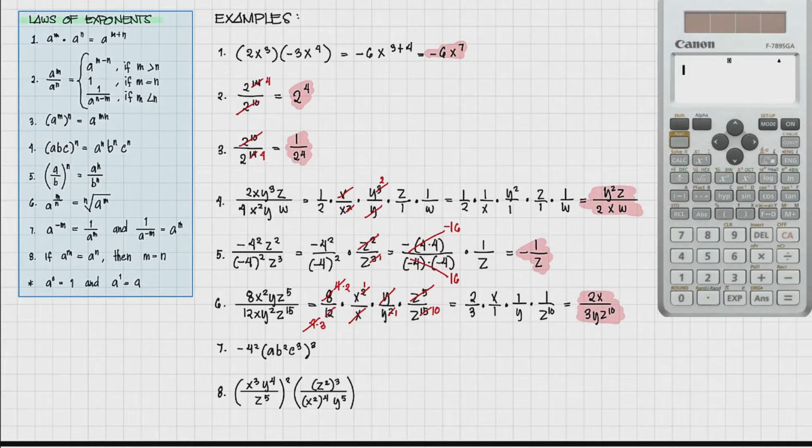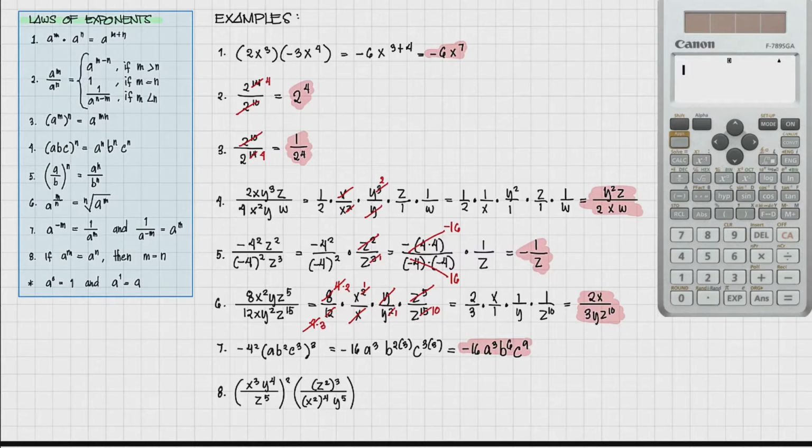Okay. So for number 7, you get negative 4 raised to 2, which is basically negative 16. And then the next thing that we're going to do, we're just going to distribute this exponent to all our variables inside the term. So you'd get a raised to 3, and then b raised to 2 times 3. And then for c raised to 3 times 3. Simplifying this further, you'd get negative 16 times a cubed times b. 2 times 3 is 6, b raised to 6. And then c, 3 times 3 is 9, c raised to 9. And that's the final answer for number 7. Negative 16 times a cubed times b raised to 6, and then c raised to 9.